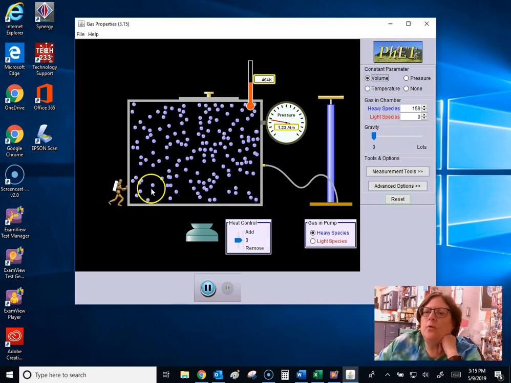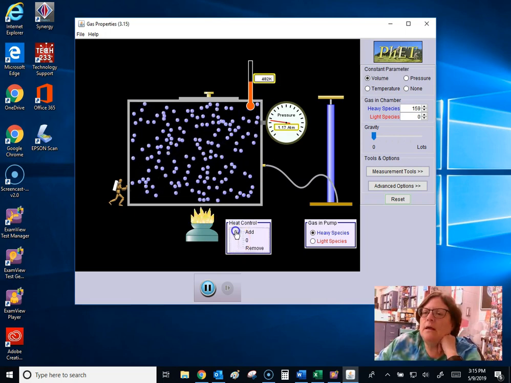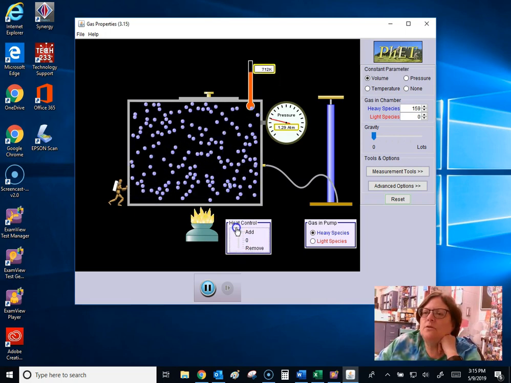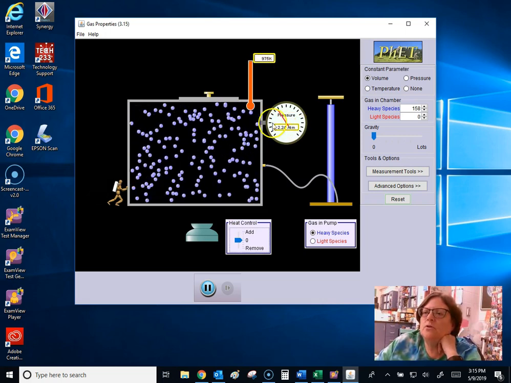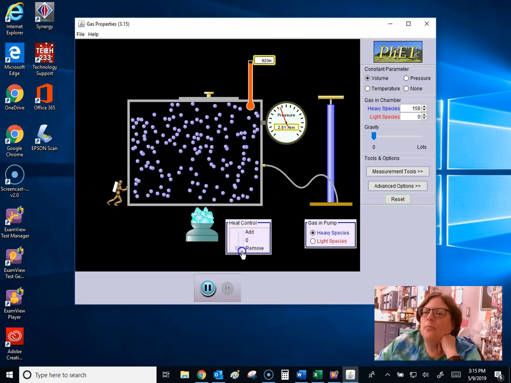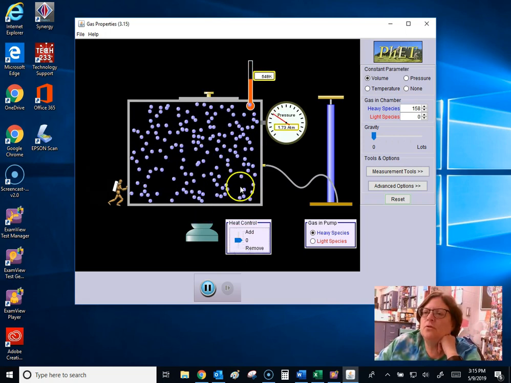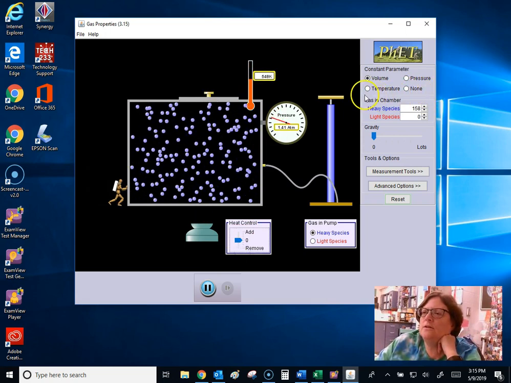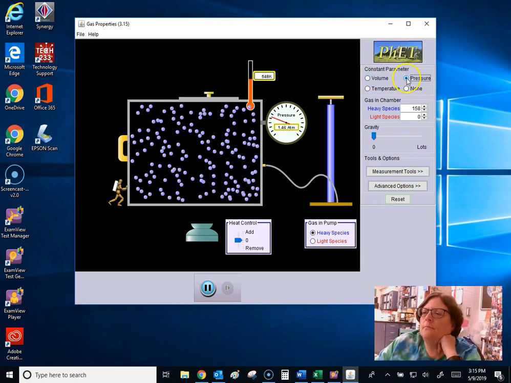If we hold volume constant and we add heat, what happens to the temperature and the pressure? Temperature goes up, obviously. Pressure's going up. If we remove heat, pressure's going down. Temperature's gone down. So that's a direct relationship. That would be Gay-Lussac's law.